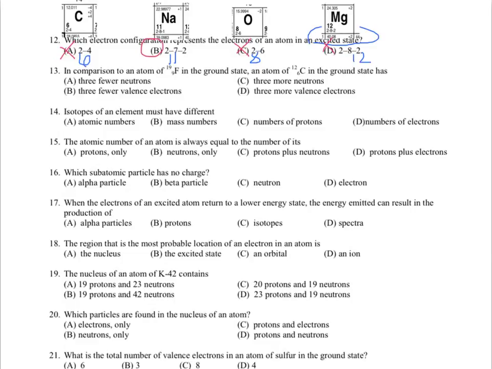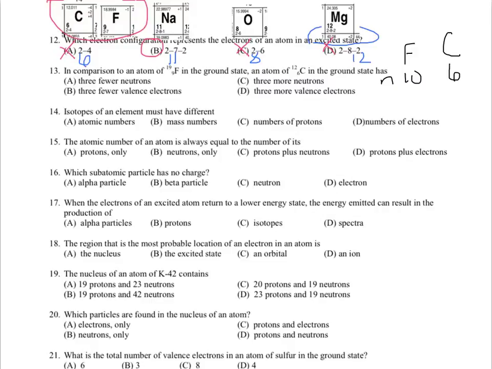In the next question, it asks us to compare fluorine-19 and carbon-12 in terms of neutrons and valence electrons. Here I've added fluorine to the carbon that we used in the last question from the reference table. Recall that to calculate the number of neutrons, we're going to simply subtract. So fluorine-19 has 19 minus 9, or 10 neutrons, while carbon-12 has 12 minus 6, or 6 neutrons.